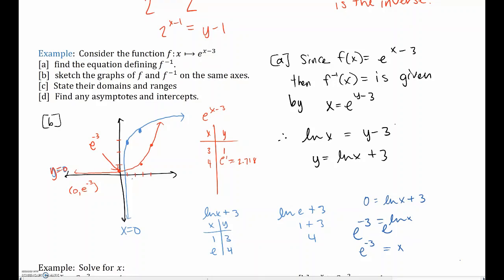Holy smokes! So this guy would be e to the negative 3 comma 0. Now, wait a minute, that makes sense if they're reflected over that y equals x line. All right, let me ask you a question, and we will be right back.